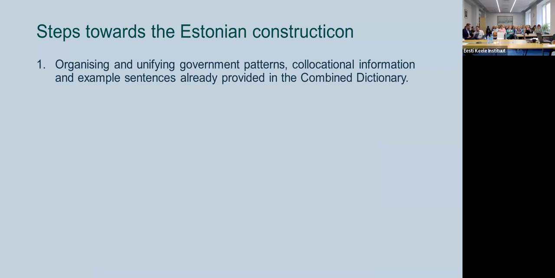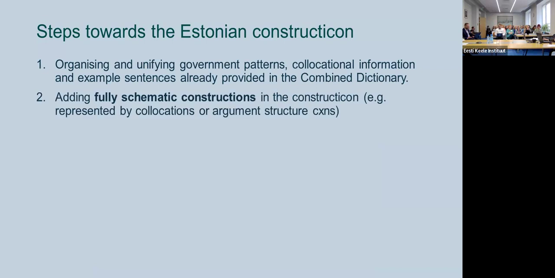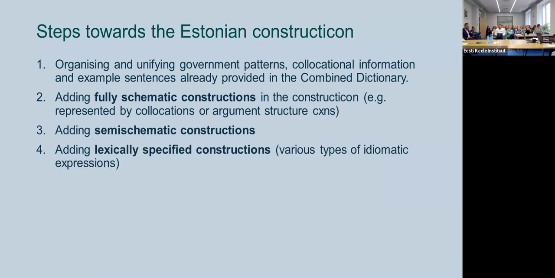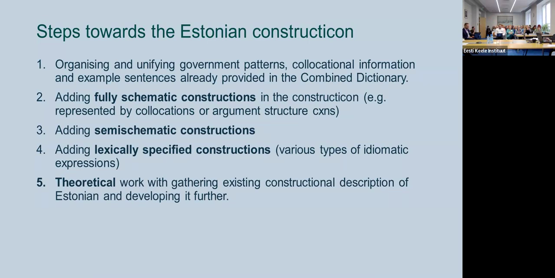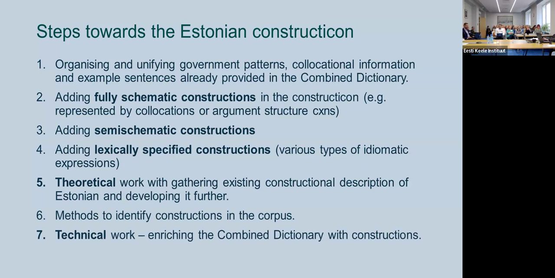And now we envision that the steps we have to make towards the Estonian konstruktikon are, we need to start from organizing and unifying those government patterns, collocational information, and also example sentences already provided in the combined dictionary. And then we wish to add fully schematic constructions, semi-schematic constructions, and also lexically specified constructions. And theoretical work must go on with gathering existing constructional descriptions of Estonian and developing them further. Another field is that we need to develop our methods to identify constructions in the corpus. It also involves lots of technical work, enriching the combined dictionary with constructions. And also methods to define and display L2 proficiency levels need consideration.